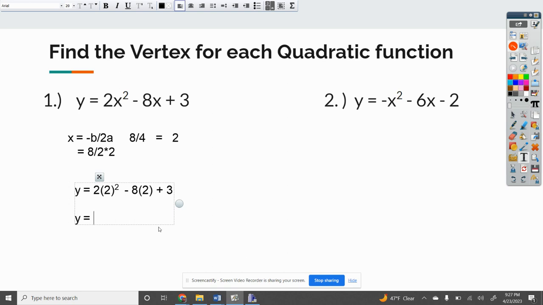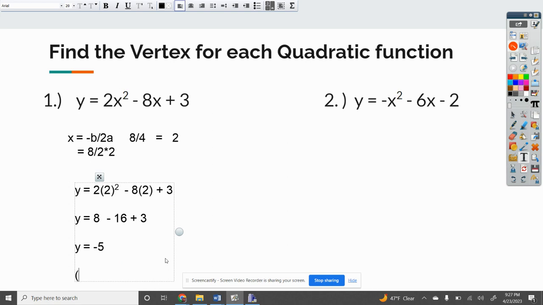If you simplify a little bit, 2 squared is 4 out here, and then 4 times 2 is 8, so that first number is 8. And then 8 times 2 is 16, plus 3. Okay, and so when we simplify that, we should get, what, a negative 5? Should get negative 5. 8 minus 16 plus 3.